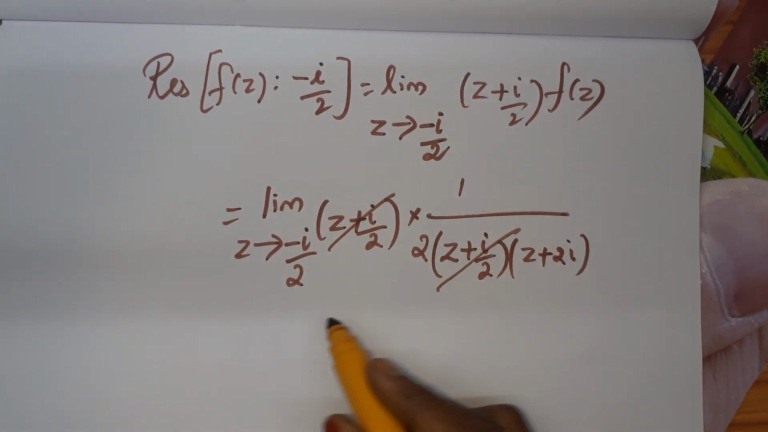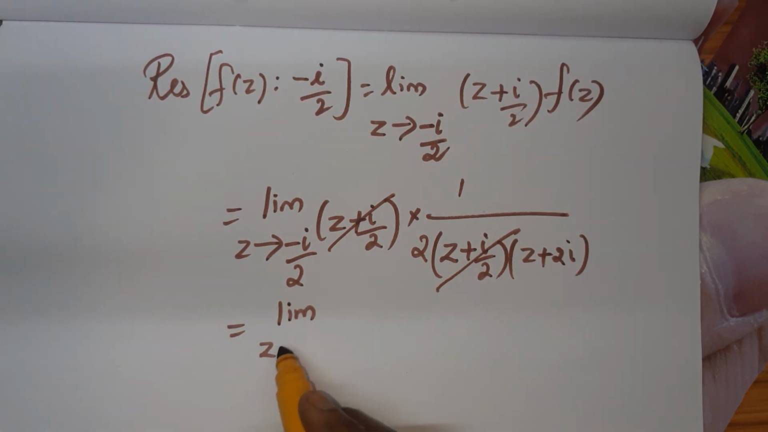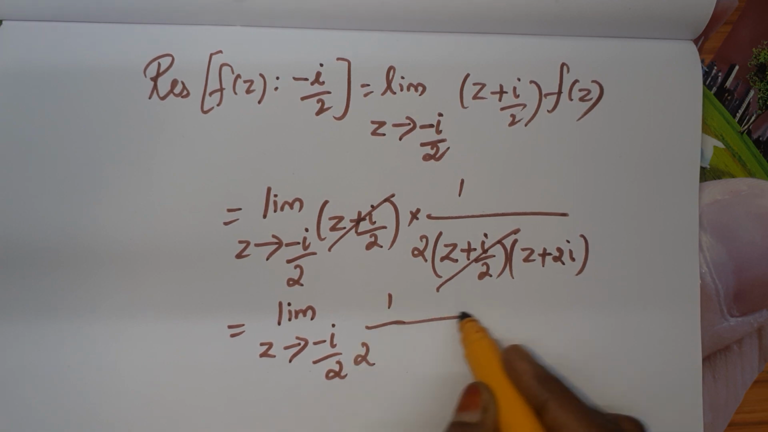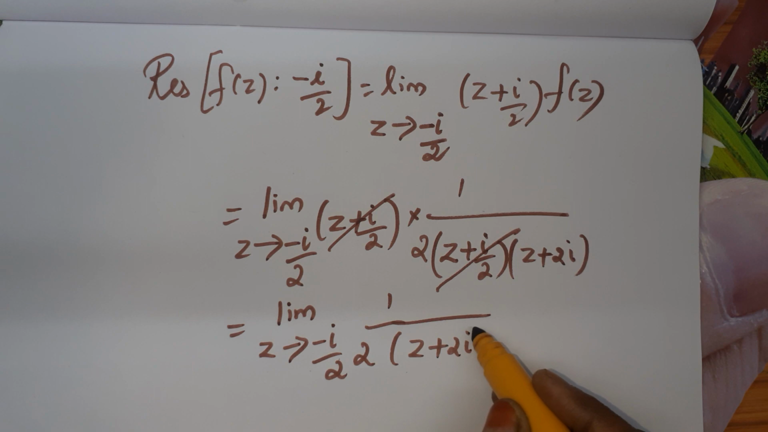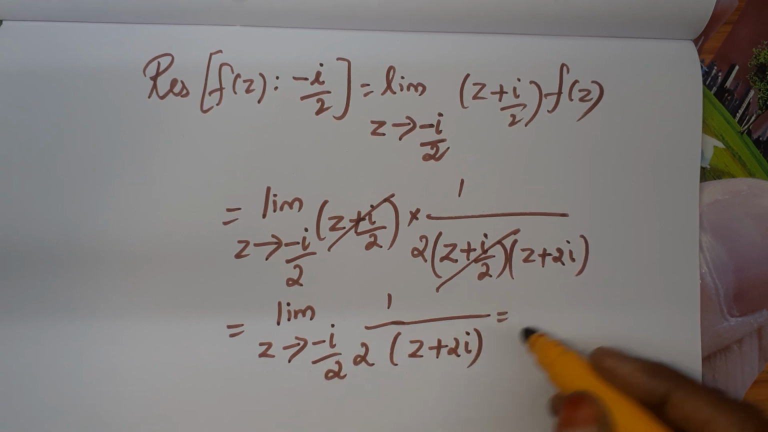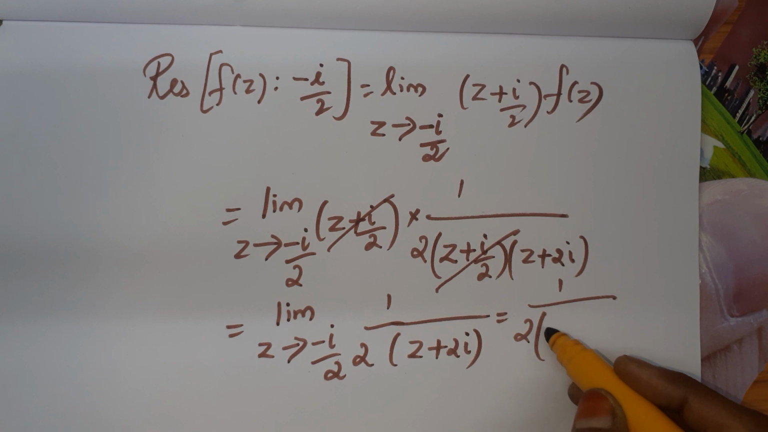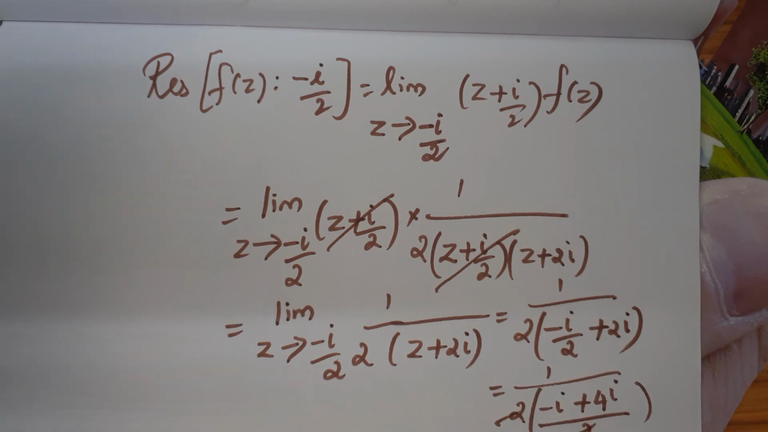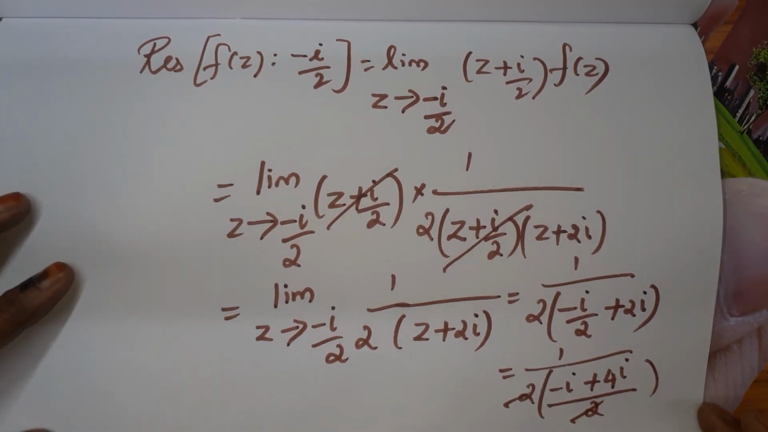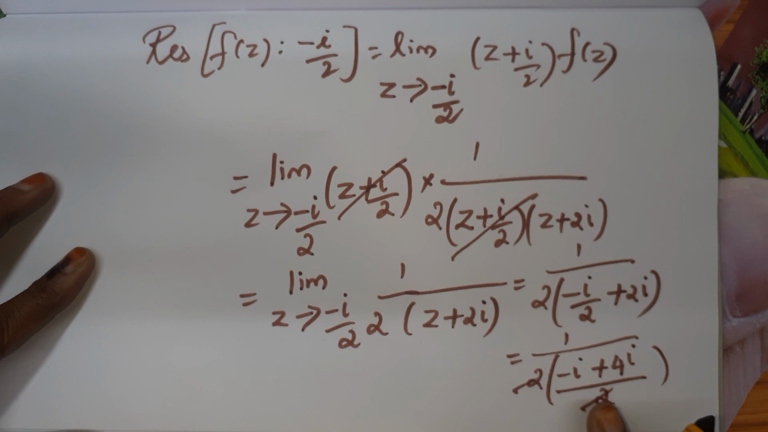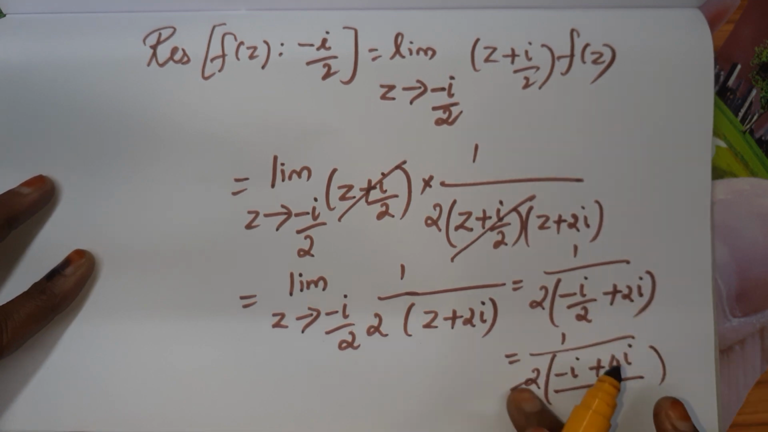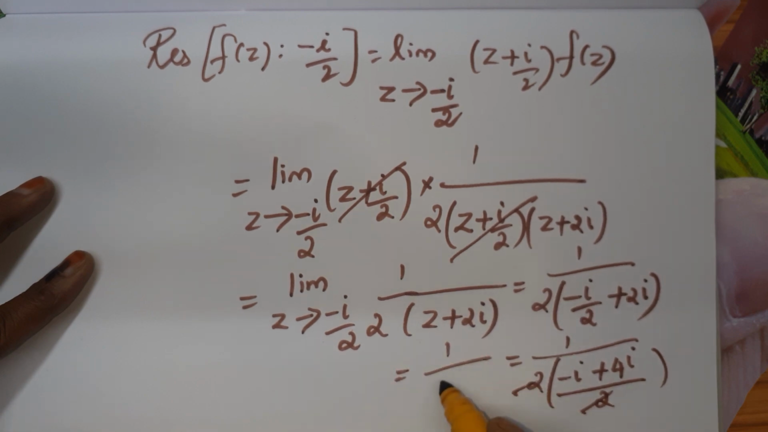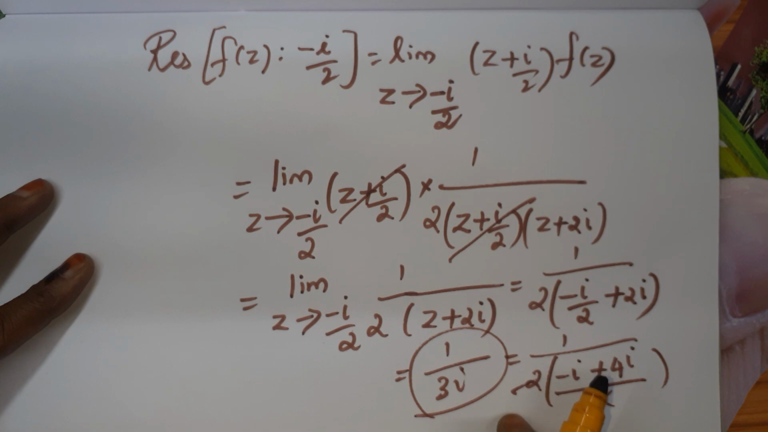These two will get cancelled, and at last we have limit z tends to minus I by 2, 1 by 2 into z plus 2I. So what value we have to substitute for z? Minus I by 2. So 1 by 2 into minus I by 2 plus 2I. So after taking the LCM, we are getting 2 as the LCM, no? So minus I plus 4I by 2, 2 we can cancel. Minus I plus 4I is 3I. So this part is 1 by 3I. So residue is 1 by 3I.